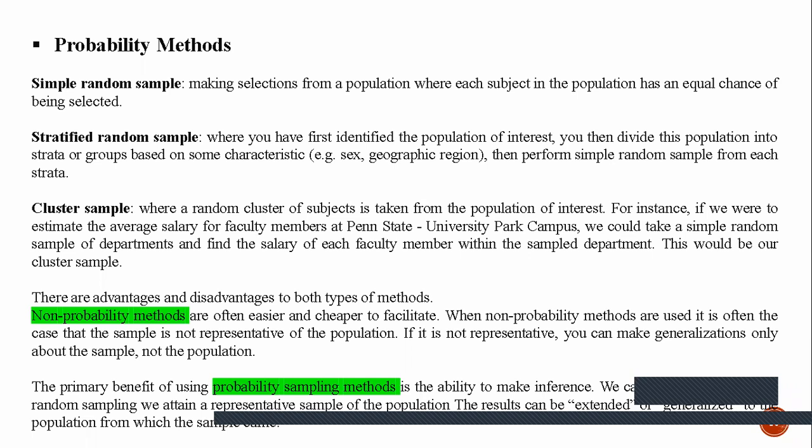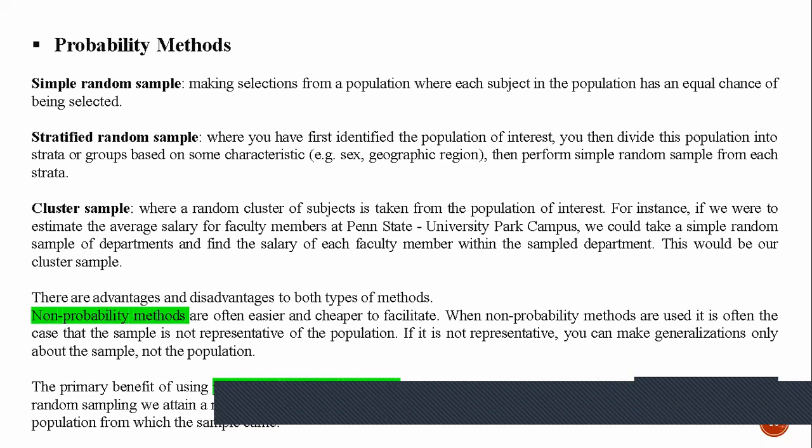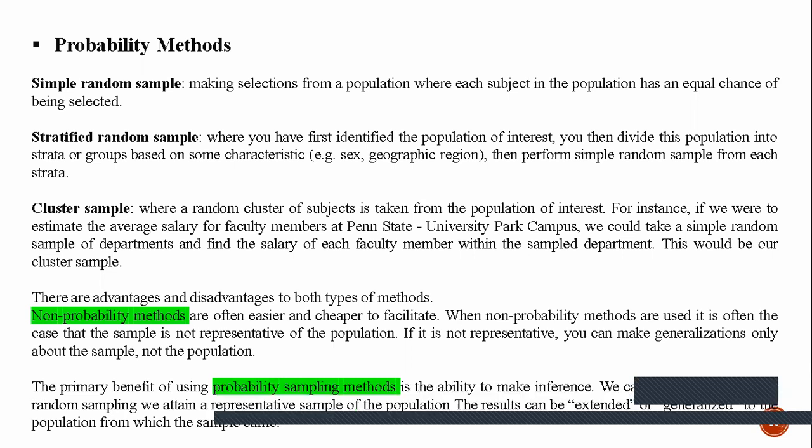But the stratified random sample means that you first identify the population of interest. You then divide this population into strata or small groups based on some characteristics. For example, sex, or geographic regions, provinces, divisional secretaries, or any kind of factors or characteristics, we are going to make a few groups or strata, and then perform a simple random sample from each stratum.